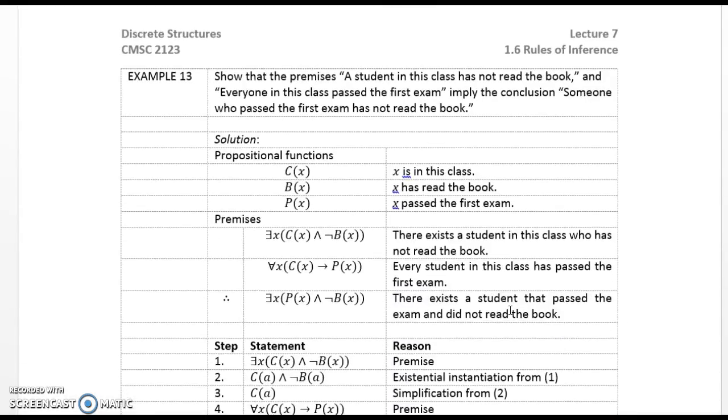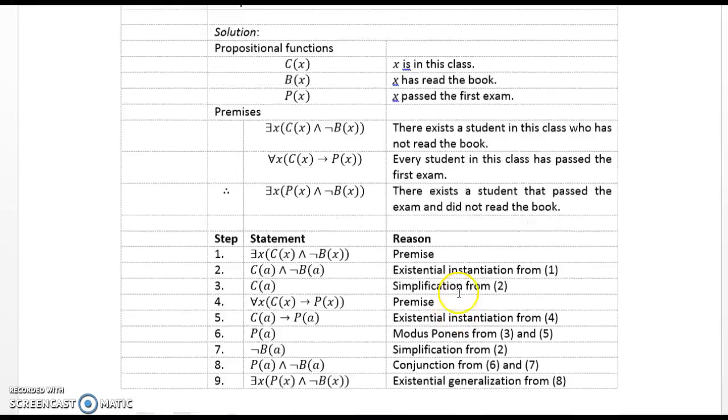Example 13. Show that the premises, a student in this class has not read the book and everyone in this class passed the first exam, imply the conclusion, someone who passed the first exam has not read the book. Solution. Propositional functions: C of x is x is in this class, B of x is x has read the book, P of x is x has passed the first exam.